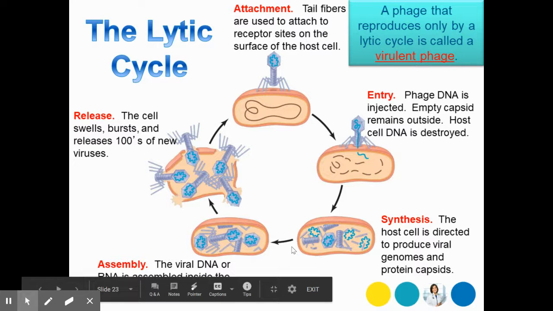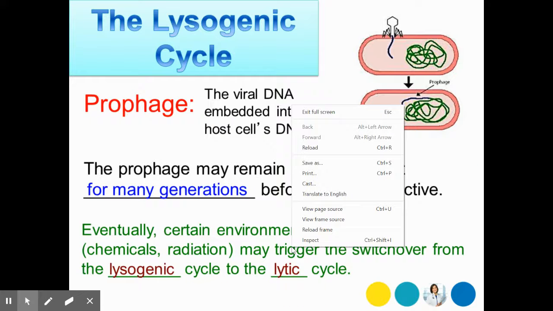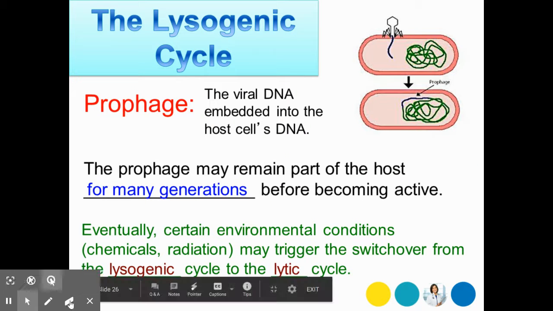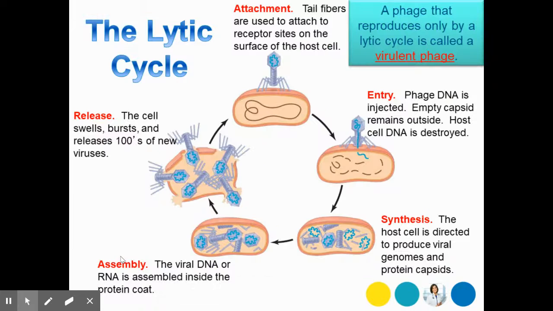And then assembly. Sorry guys, went too fast. Assembly. The viral DNA or RNA is assembled inside the protein coat. So we've got new viruses packaged inside. And they're so crowded, they're going to finally release. The cell swells, bursts, and releases hundreds of new viruses.